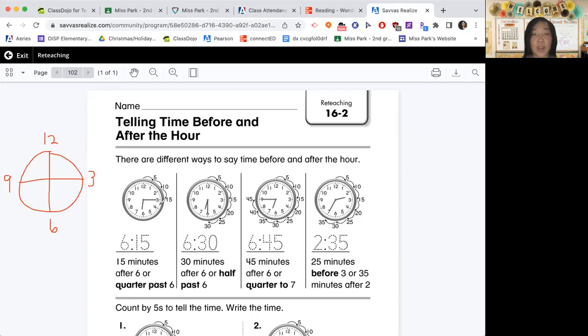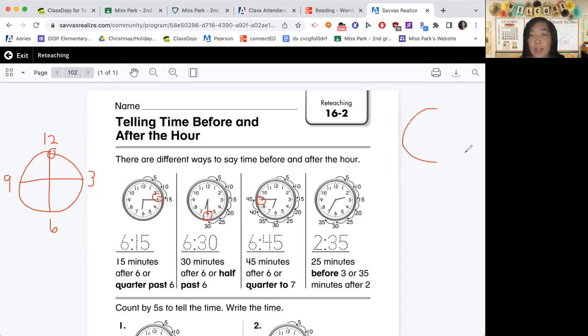And when you cut it into 4 slices, where does it land? It lands on the 3. It lands on the 6. It lands on the 9. And it lands on the 12. So if anyone tells you it's a quarter past 6, that means the quarter line is right here where the 3 is, which means 15, which means it is 15 minutes after 6 or 6:15. 30 minutes after 6 would be half.